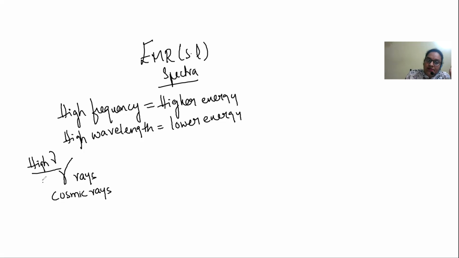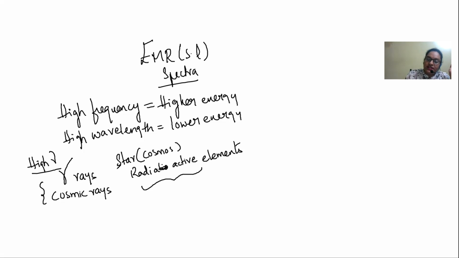Where are these gamma rays and cosmic rays emitted from? It is nothing but the stars, or what we call cosmos. Cosmos is nothing but the stars, and they are also seen as energies thrown out from the radioactive elements. So they are emitted as energy by the radioactive elements as well as stars. Since they have a very high frequency and high energy, children, just remember that these are going to penetrate through your body completely.